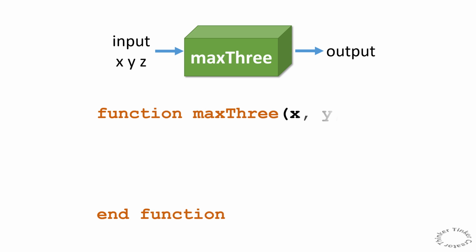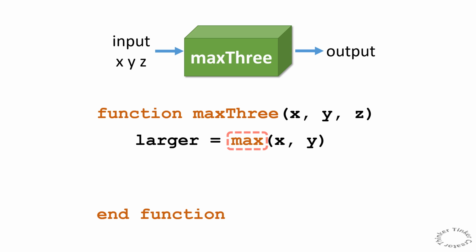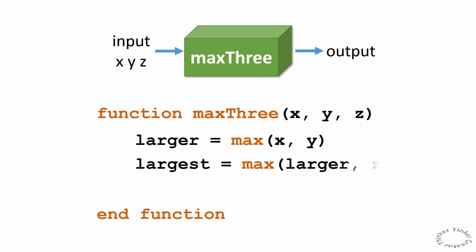The beginning and the end of a function is clearly marked as it's a self-contained set of code. The first statement uses the built-in function, max, to get the larger value of x and y. The second statement uses the max function again, to get the larger value of larger and z. Finally, the largest value is returned as output. Don't worry about the syntax of a function since we're using pseudocode here. Each programming language has its own way of indicating the beginning and end of a function and returning the output value.